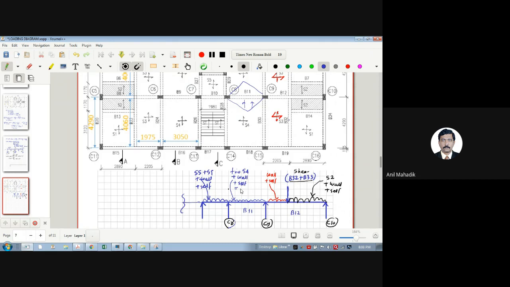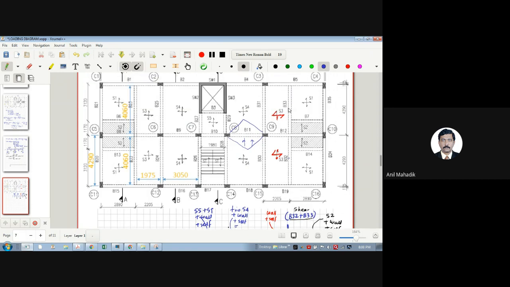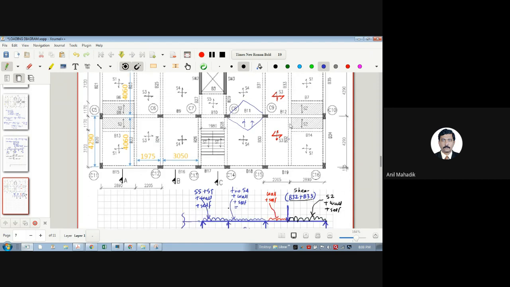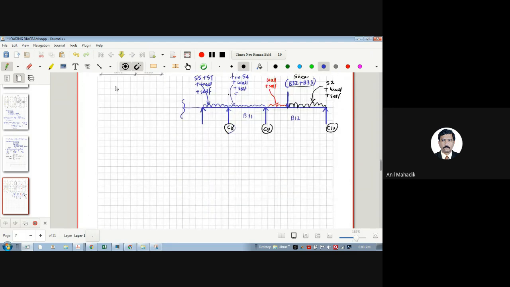So this is your load path now. Yes, B32. If you want to calculate the shear from B32 and B33, then you should solve B32 and B33 first. तो पहले आपको B33 और ये दोनों को solve करना पड़ेगा. So how can you solve?